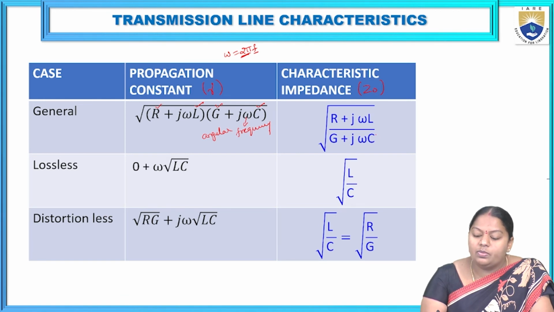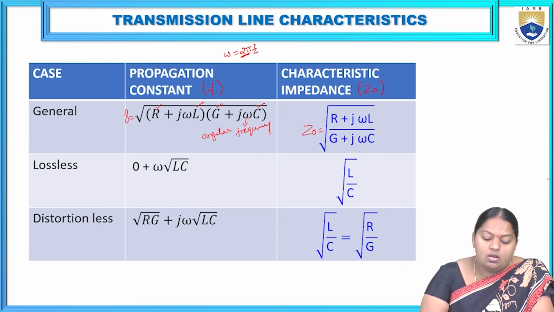And in terms of all the primary constants of a transmission line, with the operating frequency present, the characteristic impedance Z naught is given by, so Z is the notation for impedance and Z naught resembles characteristic impedance. So it includes all the primary constants along with the operating frequency, and it is given by Z naught equal to root over R plus j omega L by G plus j omega C.